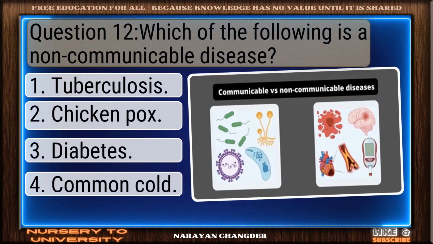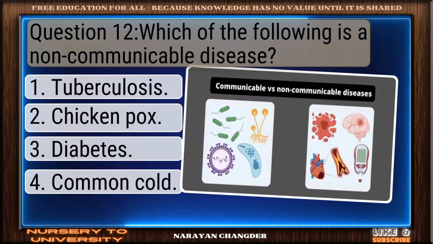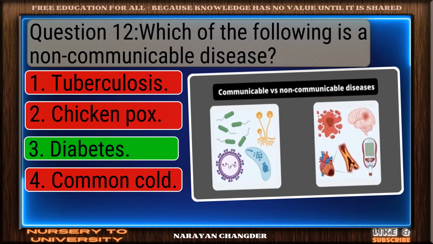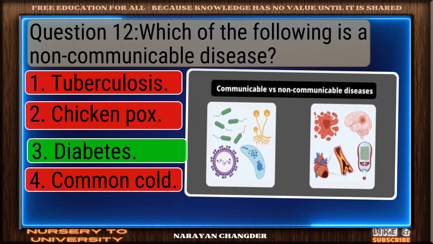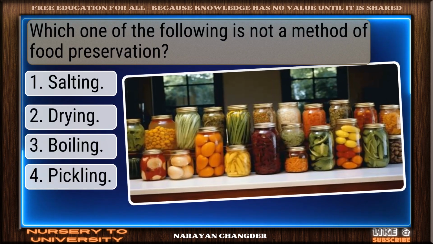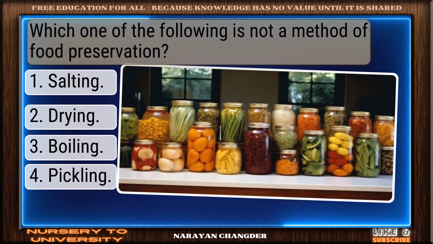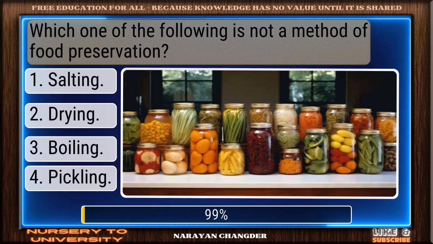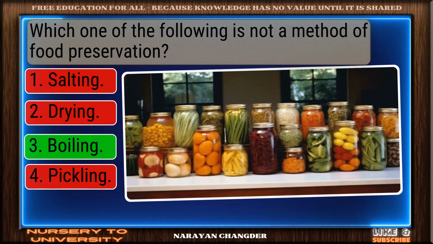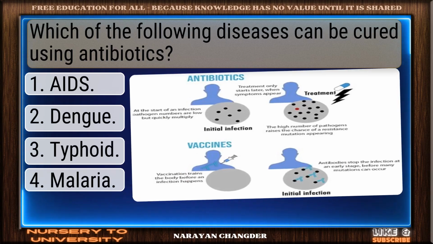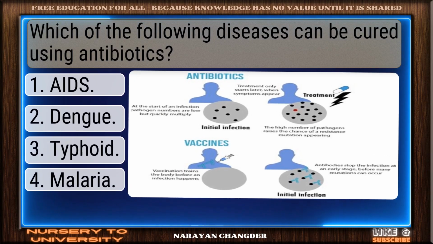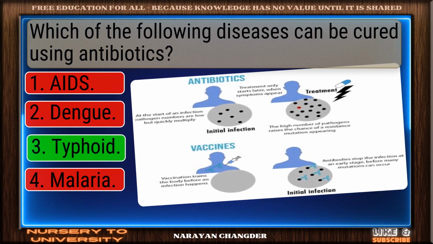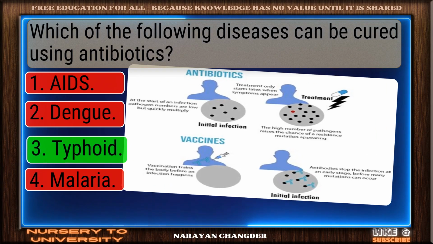Question 12. Which of the following is a non-communicable disease? Nicely done. Diabetes is a solid answer. Which one of the following is not a method of food preservation? Great thinking. Boiling is the right choice. Which of the following diseases can be cured using antibiotics? Smart pick. Typhoid is the correct choice.